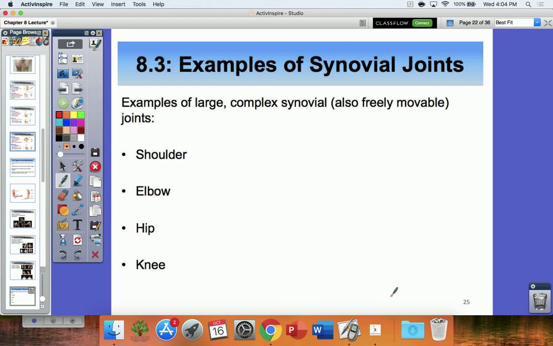And then we have types of synovial joints. These are some other examples of synovial joints. Some of those are a little bit larger and more complex. Again, synovial joints are those that are diarthrotic, which means that they are freely movable. And so the four that we're going to talk about, the next 2 slides, will be our shoulder joint, elbow, hip, and the knee. And we'll talk about some of the ligaments that are found in each of these.